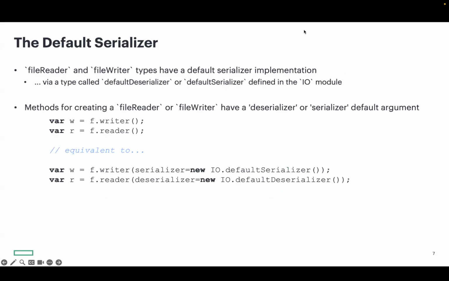The file reader and file writer types have a default serializer implementation. This type is suitably called default deserializer or default serializer, and it is defined in the IO module. The methods for creating a file reader or writer use these as a default argument. So when you're calling file.writer, you're really using a new default serializer as the argument. Similarly, with a reader, you're using a new default deserializer, passing that in by name.